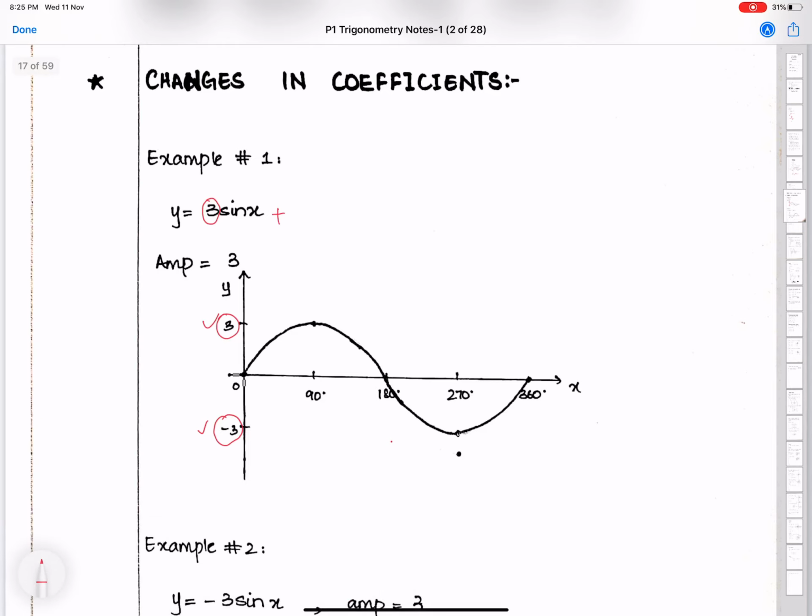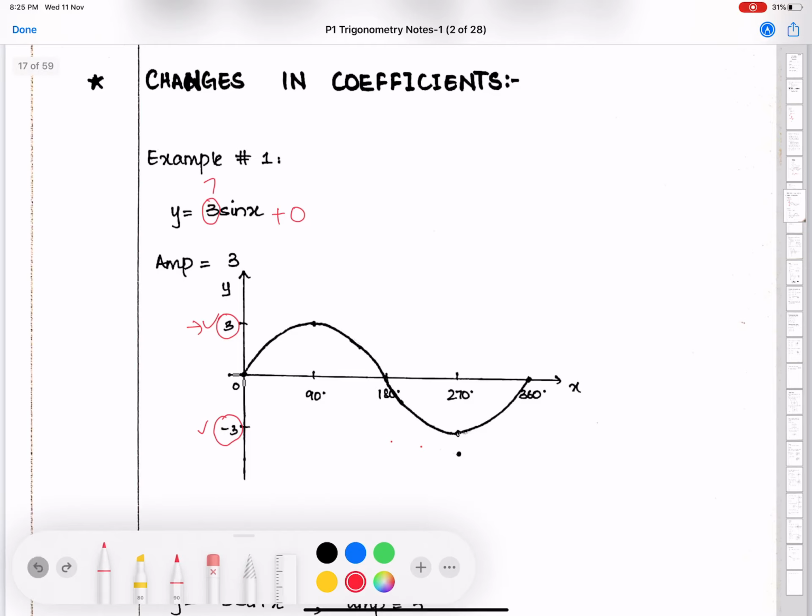the sine function, like 0 is here. So this is just simple 3 sine x. So this number is 3 and this is minus 3. What if we had 7 here? Then this would be 7 and this would be minus 7. So the amplitude of this curve is positive 3.